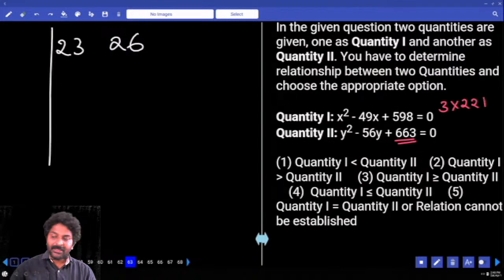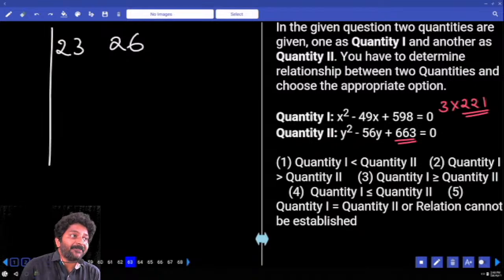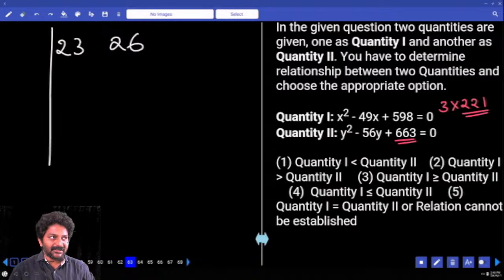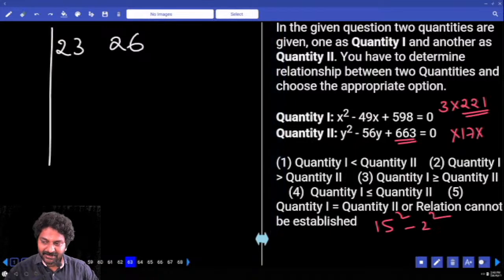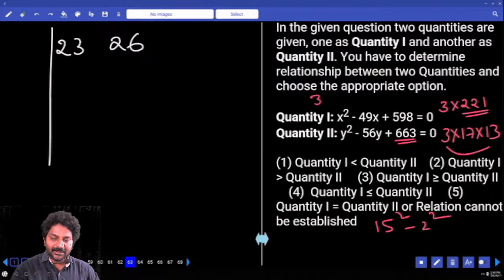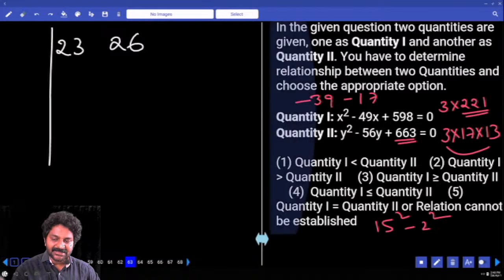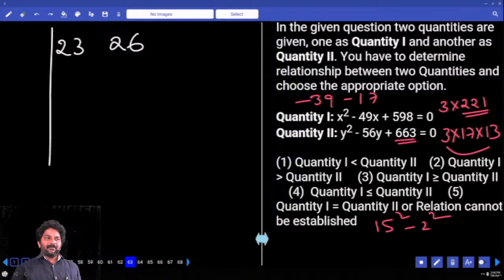Which is equal to 221. When I see this number, 225, what is the nearest square for 221? 225. And that number is how much less than 225? That means can I write this number as 225 minus 4? That is 15 square minus 2 square, which is a plus b into a minus b. A plus b is 17, a minus b is 13. Already we have 3. 3 into 13 is 39. Other number 17.